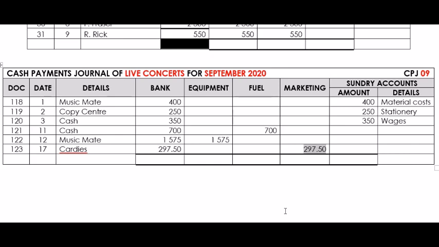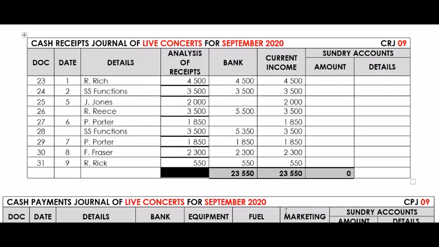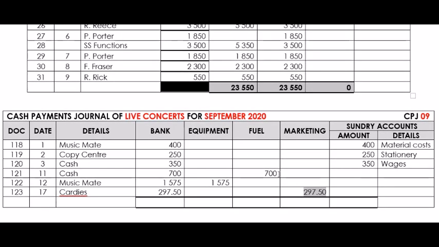And that's it. Then just remember at the end to total your columns in the CRJ and in the CPJ. This exercise, in my opinion, was too easy. I think exercise 29 is a better exercise to see if you actually understand this section of work.